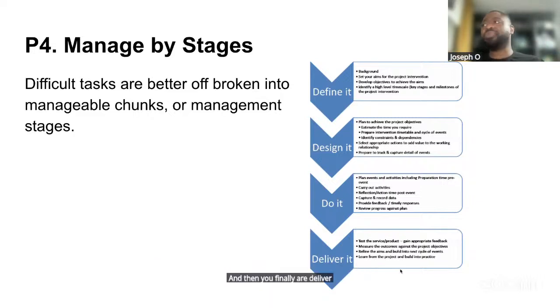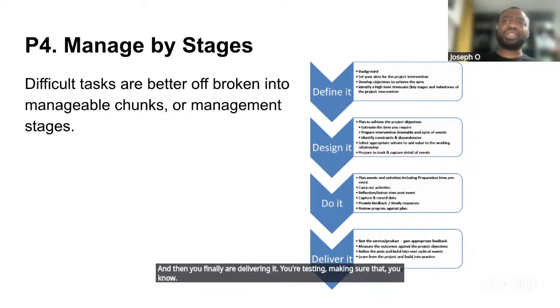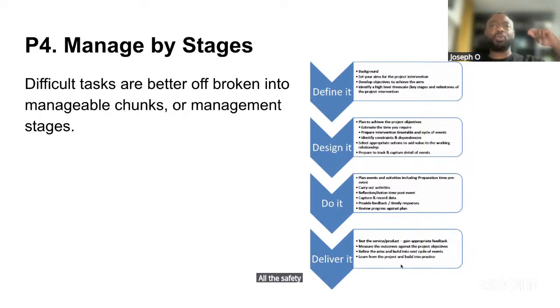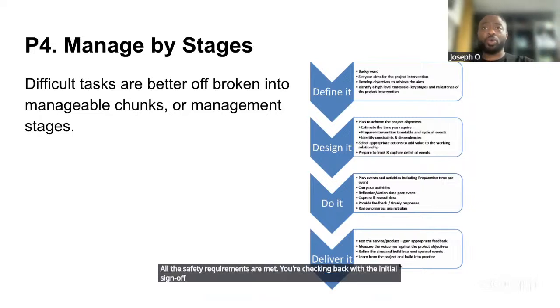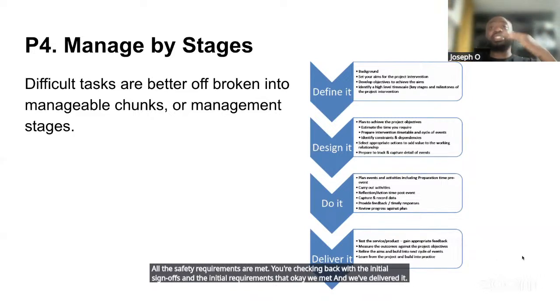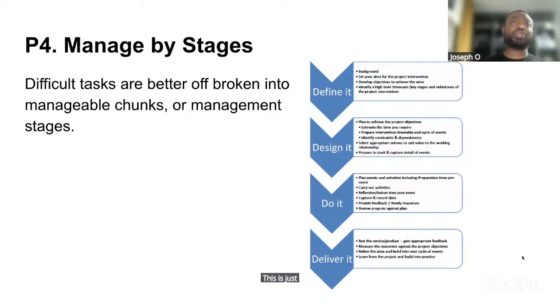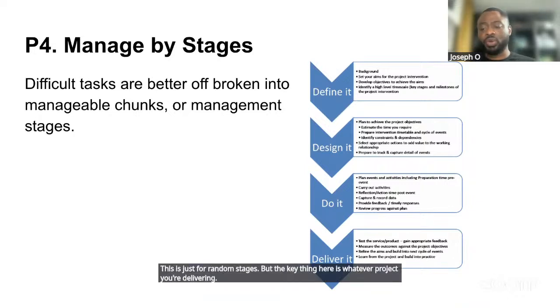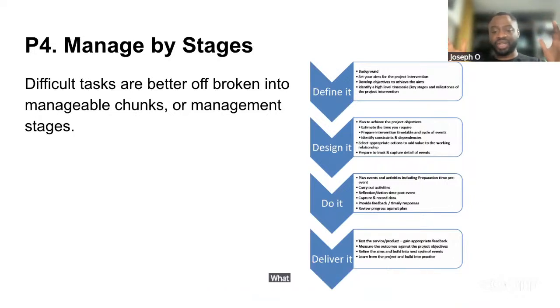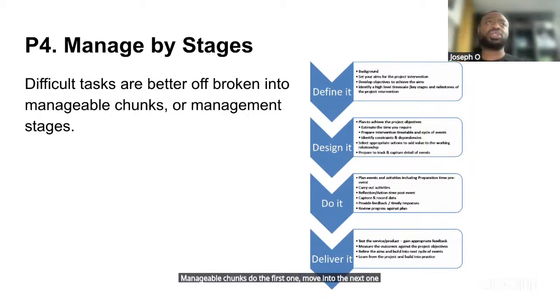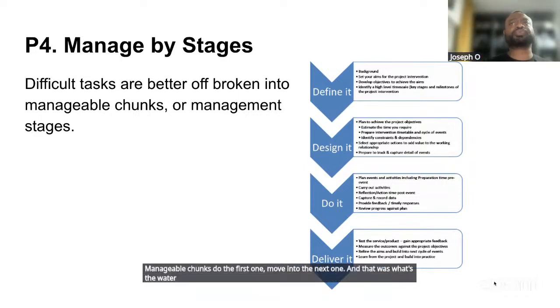You're testing, making sure that all the safety requirements are met. You're checking back with the initial sign-offs and the initial requirements that, okay, we met and we've delivered it. So this is just for random stages, but the key thing here is whatever project you're delivering, you want to be asking yourself, what stages can I break this down into? Manageable chunks, do the first one, move into the next one. And that is what the waterfall approach is all about.